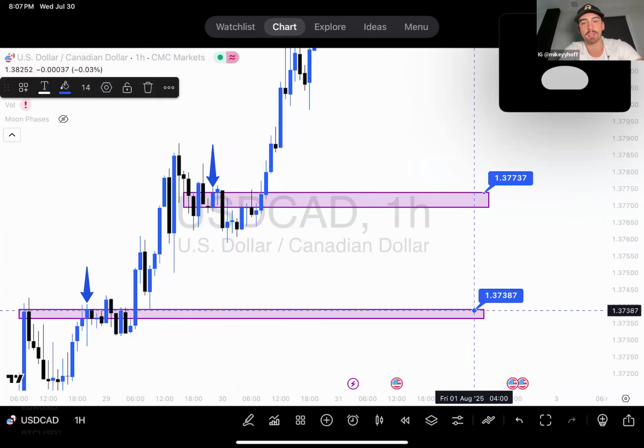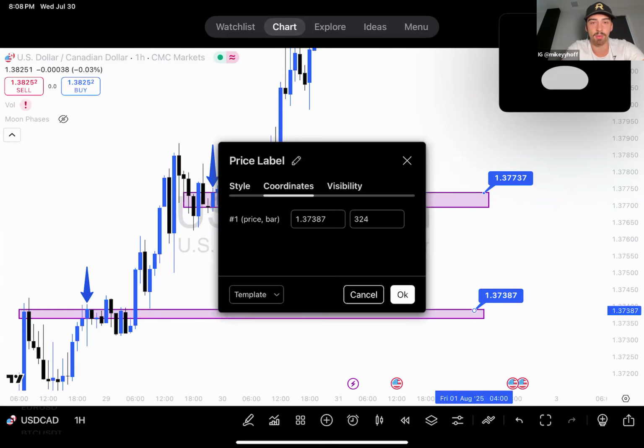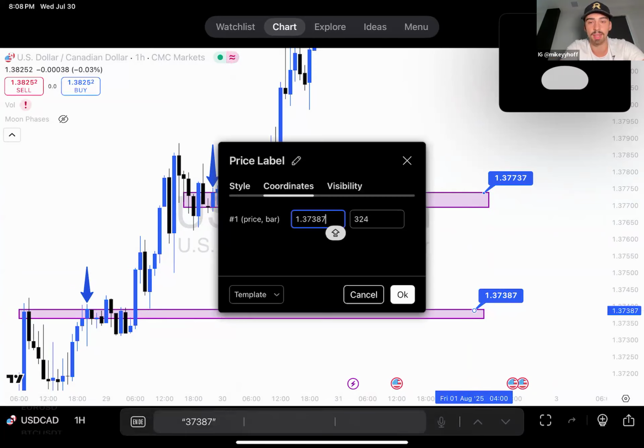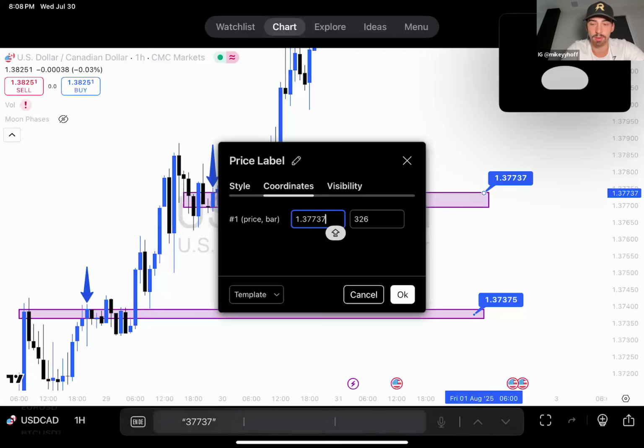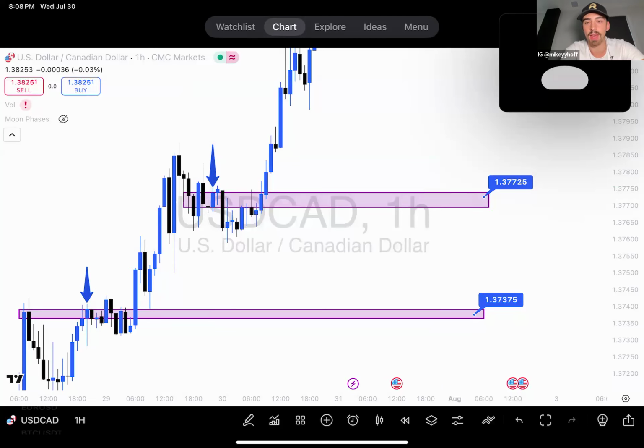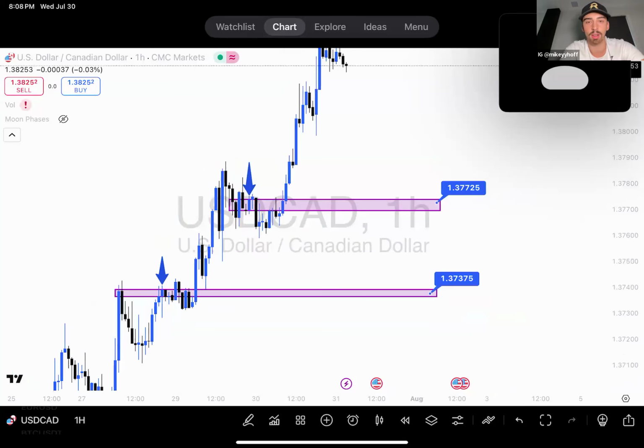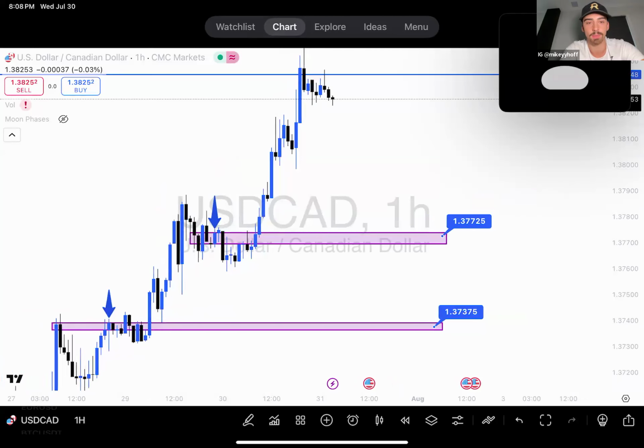Because the market reacts using the quarter level theory. So in this case, we have 1.37387. We're going to round this down to 75. And in this case, we are going to round this down to 25. Now we have our zone that we're going to look for a reaction from.